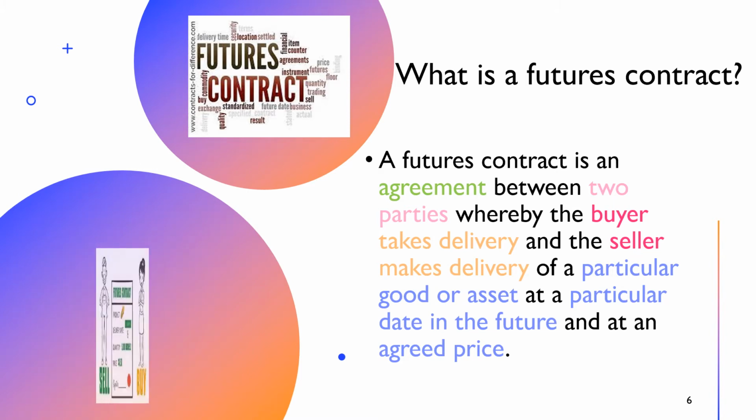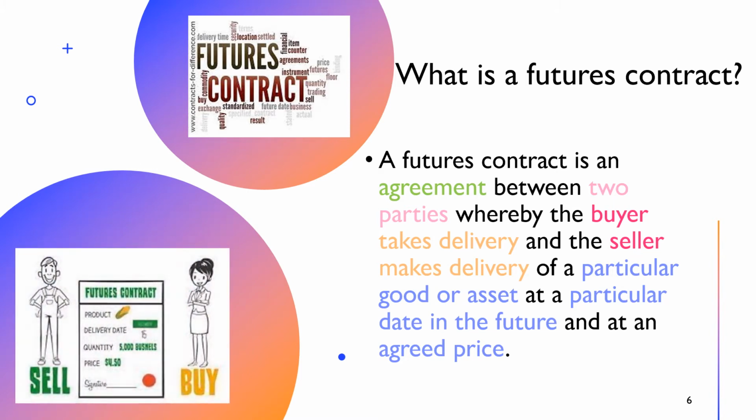A futures contract can be defined as an agreement between two parties, whereby the buyer takes delivery and the seller makes delivery of a particular good or asset at a particular date in the future and at an agreed price.